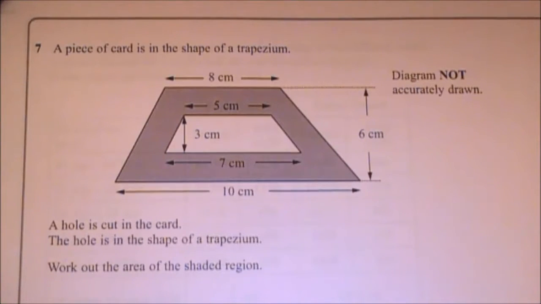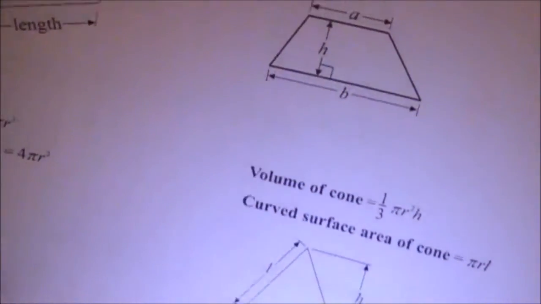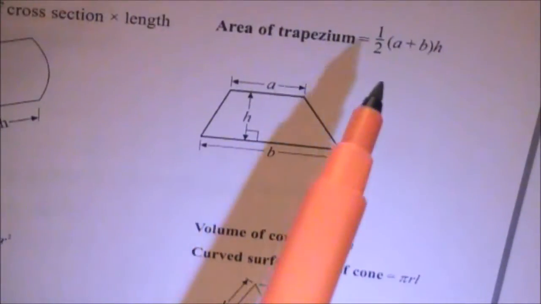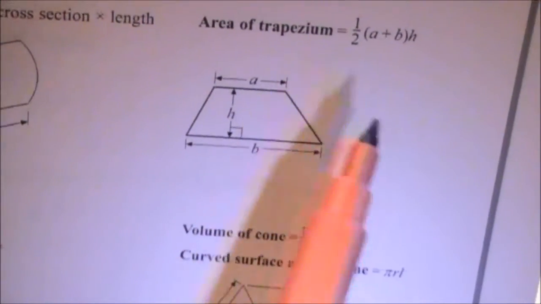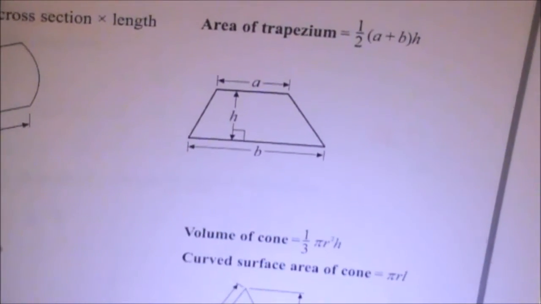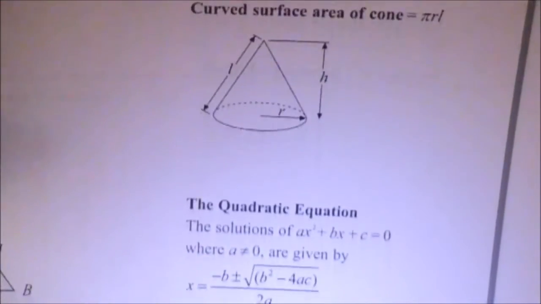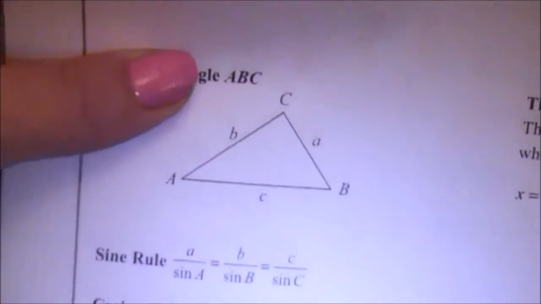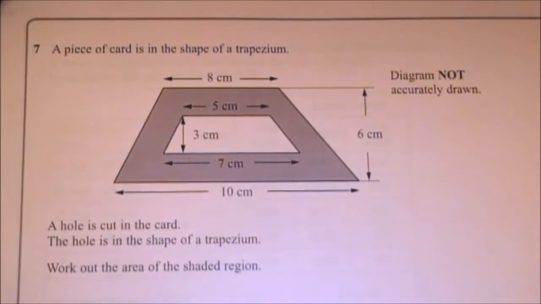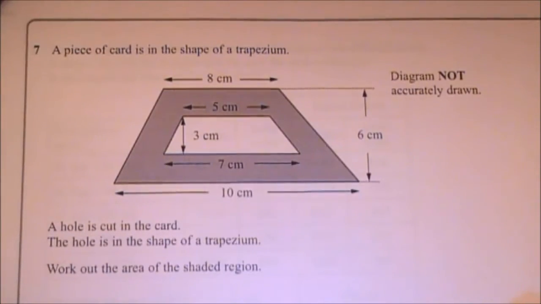Now, trapeziums tend to make people panic because they can never remember how to find the area of a trapezium. But you do not have to remember the area of a trapezium because it is given to you on the formula sheet at the front of your paper. So if ever you see a trapezium and you're panicking because you don't know what to do, then it's worth having a look at the formula sheet. And the same goes for any shape that you think, oh, I'm not entirely sure how to approach that. It's worth having a look on the formula sheet, because it might spark some memories.